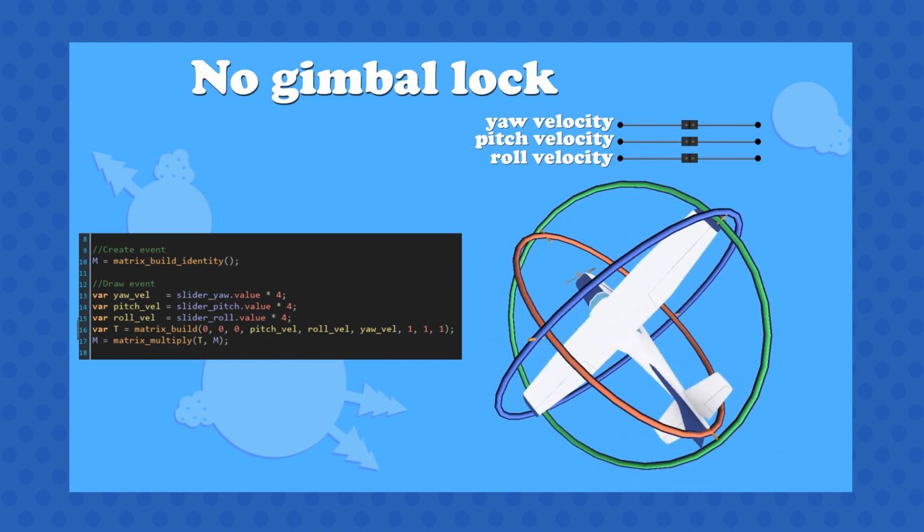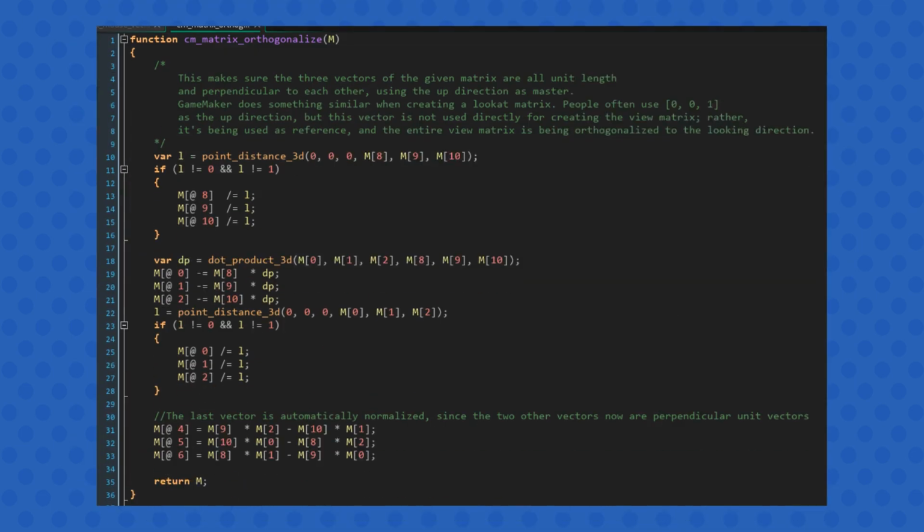There is one problem with continually multiplying matrices like this, and that is numerical instability. Over time, the floating point errors add up, and the matrix may end up with a weird scaling or skewing. Luckily, I have a function for removing all skewing and scaling from a matrix, so I can just apply this after the multiplication, and we should be good.